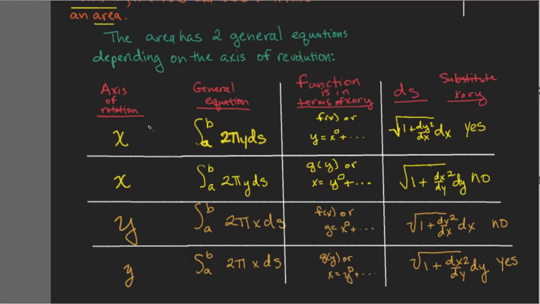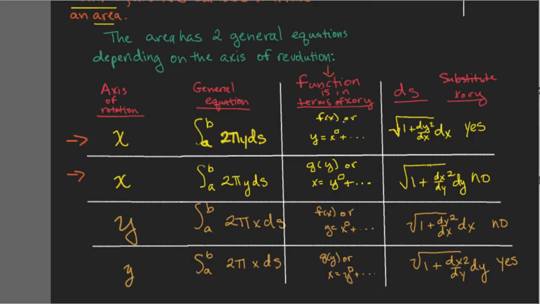There's a general formula that depends on which axis of rotation you use. If you use the x-axis rotation, then it's one of these two formulas. Notice that the 2 pi y is the same. It's the ds portion, the differential segment, that will differ. So it all depends on whether your function is given in terms of x or y.